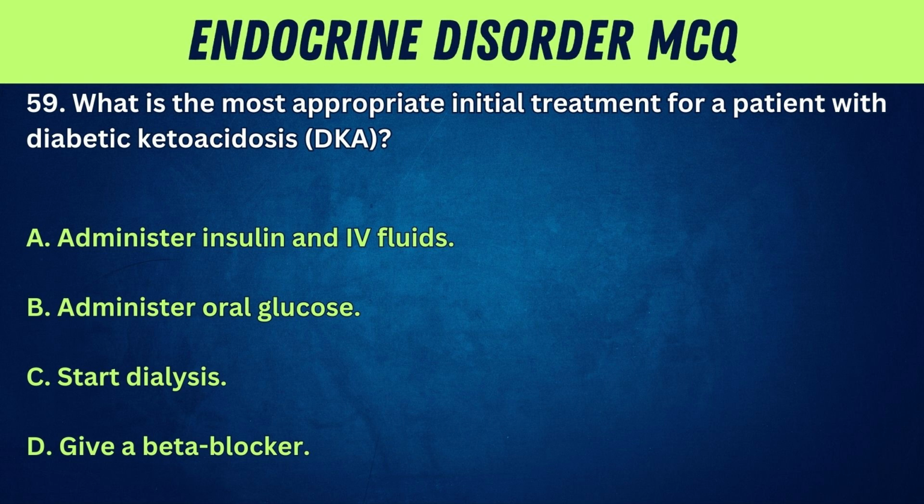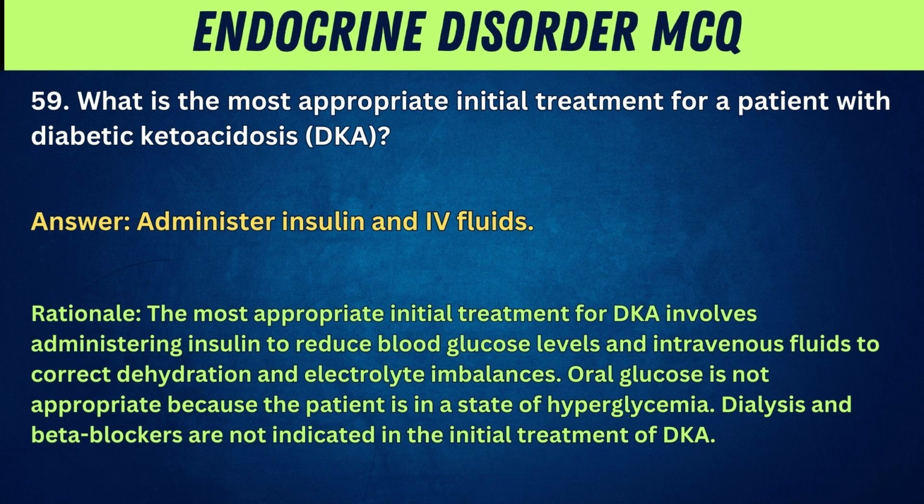59. What is the most appropriate initial treatment for a patient with diabetic ketoacidosis, DKA? A. Administer insulin and IV fluids. B. Administer oral glucose. C. Start dialysis. D. Give a beta blocker. Answer: administer insulin and IV fluids. Rationale: the most appropriate initial treatment for DKA involves administering insulin to reduce blood glucose levels and intravenous fluids to correct dehydration and electrolyte imbalances. Oral glucose is not appropriate because the patient is in a state of hyperglycemia. Dialysis and beta blockers are not indicated in the initial treatment of DKA.